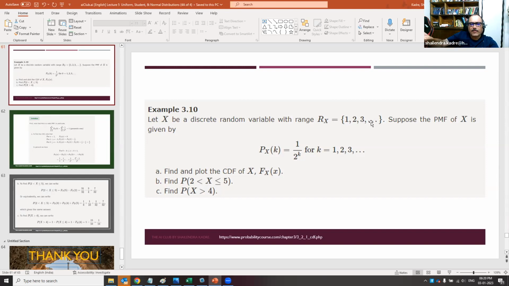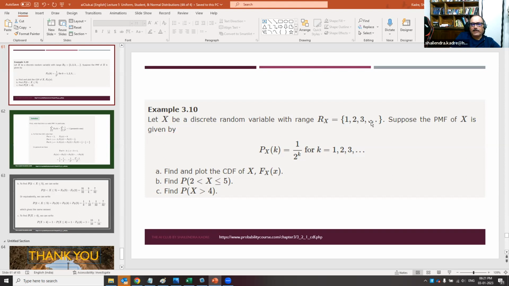Discrete variable means there will be a PMF, probability mass function. Suppose the PMF of X is given by P(X=K), where K is a variable and P is nothing but the probability. The probability at K=1, at 2, at 3 is given by 1 upon 2 to the power K, where K varies 1, 2, 3, 4, 5, 6. So at K equal to 1, it will be 1 upon 2 to the power 1. At K equal to 2, it will be 1 upon 2 to the power 2. Now my question is, what will be the probability at K equal to 5?